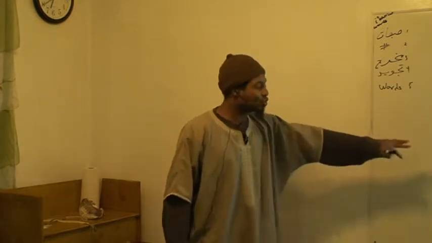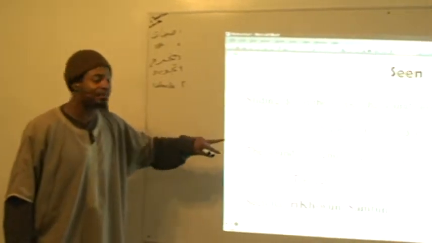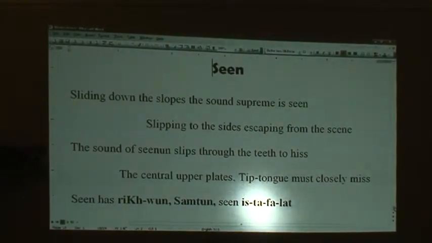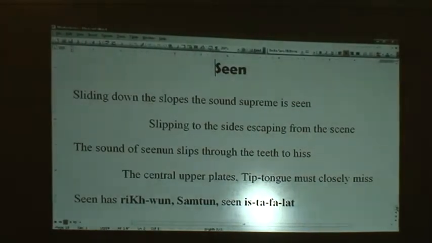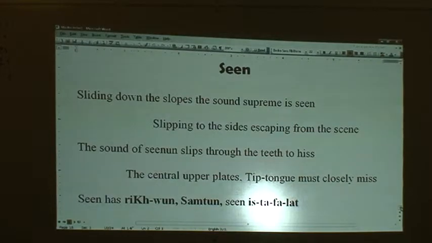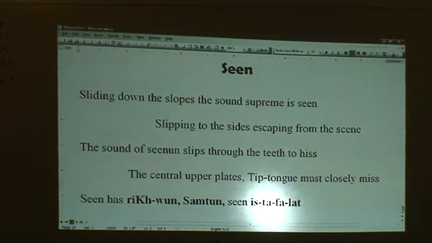Then he tells you the sound of sinun slips through the teeth to hiss. What he's telling you here is how exactly to get to the place of articulation, the makhraj of sin. The central upper plates, the tip tongue must closely miss. Watch this now.